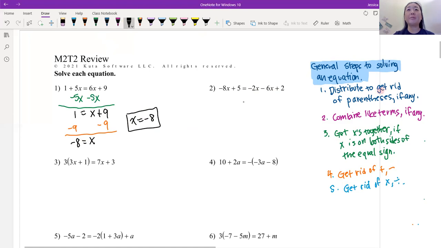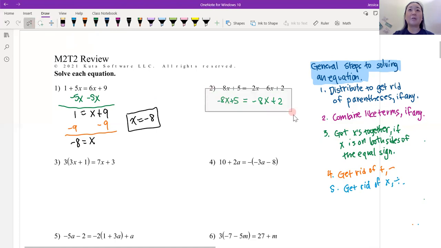So here, distribute: we don't have any parentheses to distribute, so skip. Next one, combine like terms. We actually have some like terms to combine. Notice the one on the right. So negative 8x plus 5. Nothing to combine there, so we're just going to leave it like that. And this is going to be negative 8x plus 2, because negative 2x minus 6x is going to be negative 8x. And then that's done.